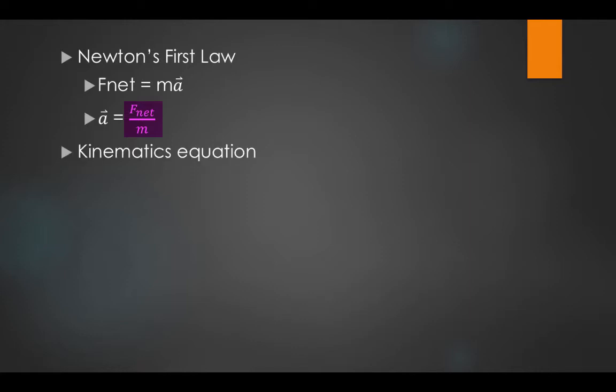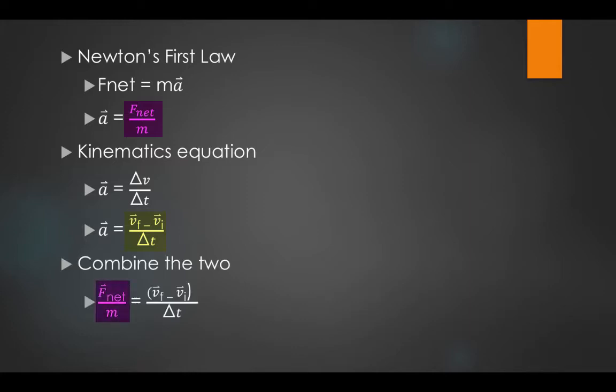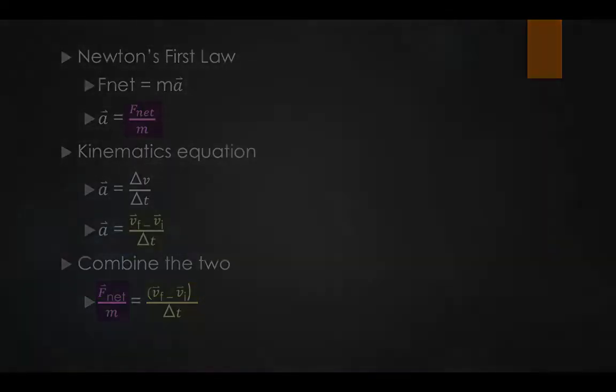Recall Newton's second law. F net equals mass times acceleration, where acceleration equals F net divided by mass. Our kinematic equations include the equation for acceleration: a equals change in velocity divided by time interval. Acceleration equals v final minus v initial divided by time. When we combine these two, we have F net divided by mass equals change in velocity divided by time interval. If we cross multiply the denominators, we have F net times time interval equals mass times change in velocity.